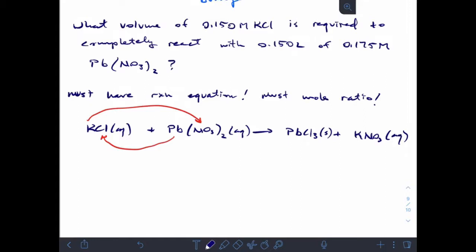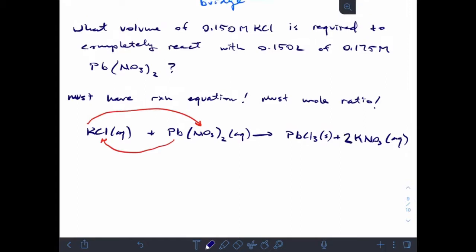And then I need to balance it, so I have a 2 to balance my nitrates, and then I need a 2 to balance my potassium and my chlorine. Okay? So now that I have a reaction equation, I know my mole ratios, and I am given in my problem that I'm reacting potassium chloride, and I need to know how much potassium chloride will react with the lead nitrate. So I'm looking specifically at the mole ratios between those two things.